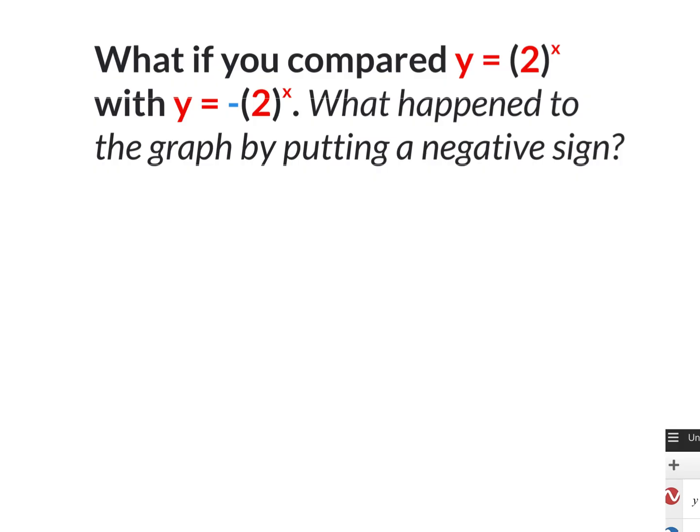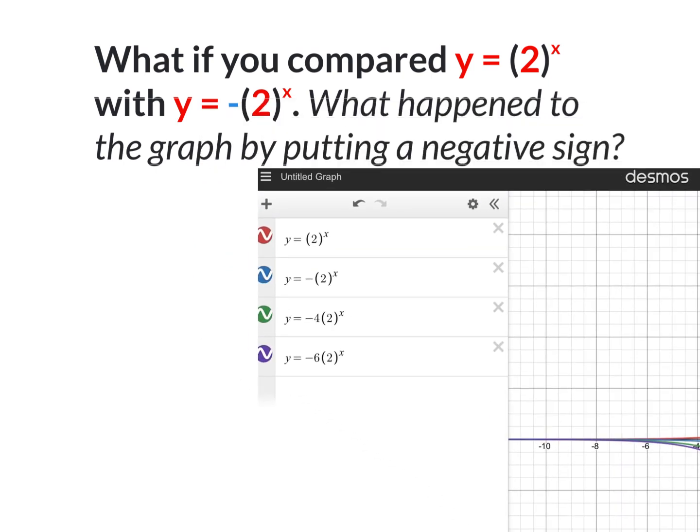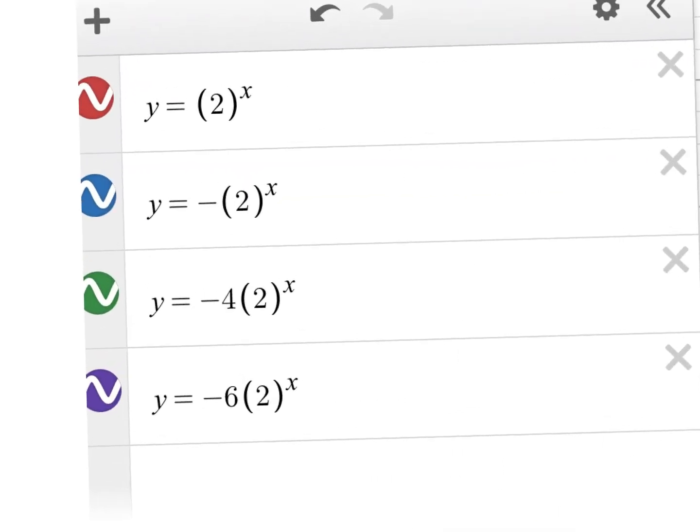What if you compared your original y equals 2 to the x with a -1 instead of a 3 or a 6 or an 8? What if it's just a negative sign out here in the front? Go ahead and type that in. I'm going to pause it. And the question is, what happened to the graph by putting a negative sign in front of it, or putting a -1 in that front value? Okay, so you guys just said that it goes opposite. It technically causes a reflection over the x-axis.